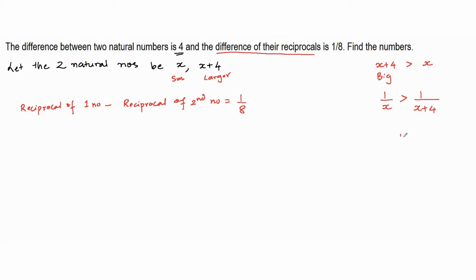For example, I know that 10 is greater than 6. So when I take the reciprocal, 1 by 6 becomes greater than 1 by 10, right? So in this case, because x is the smaller number, the reciprocal of x is going to be larger, which means 1 by x minus 1 by x plus 4 is going to be equal to 1 by 8.